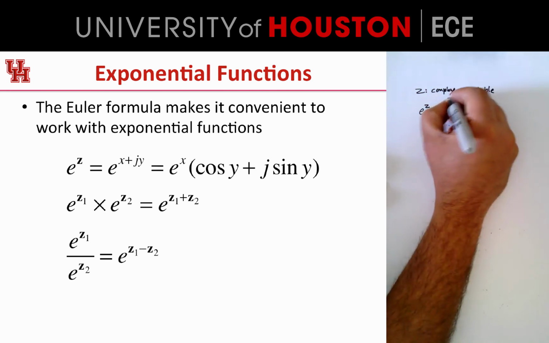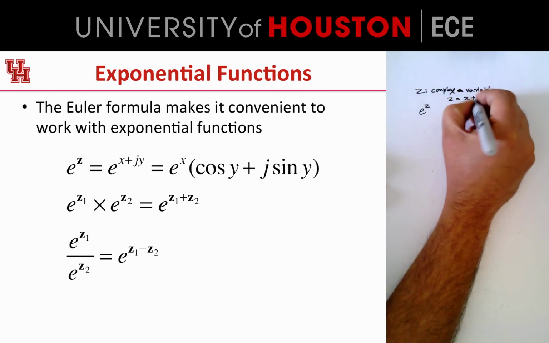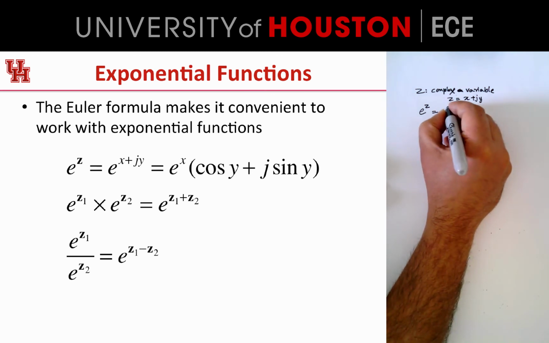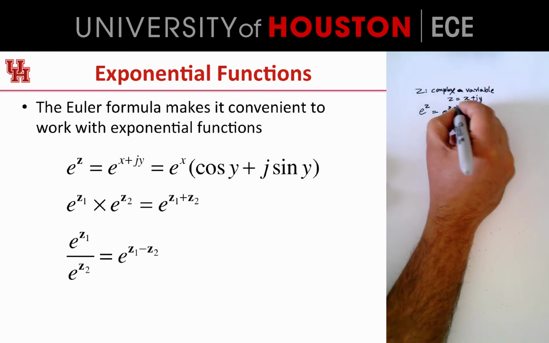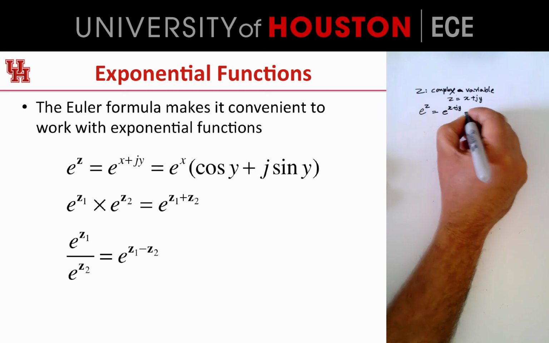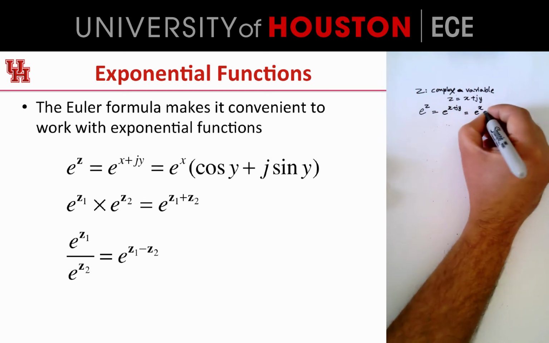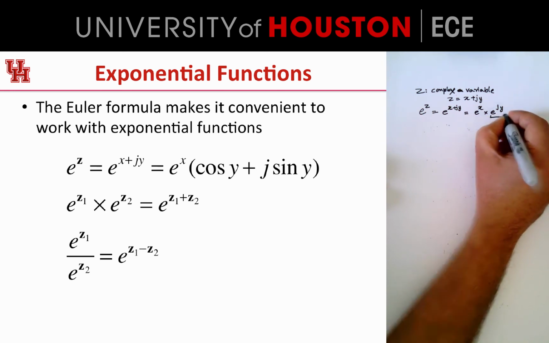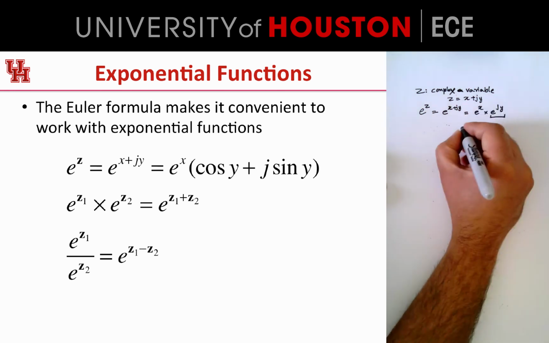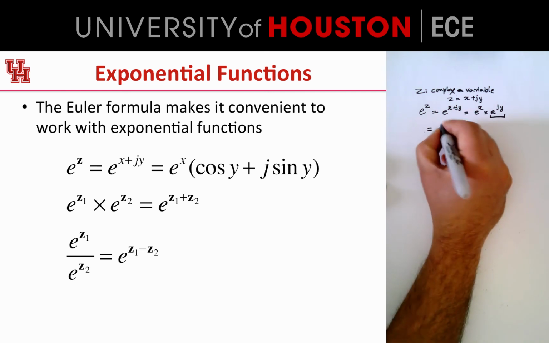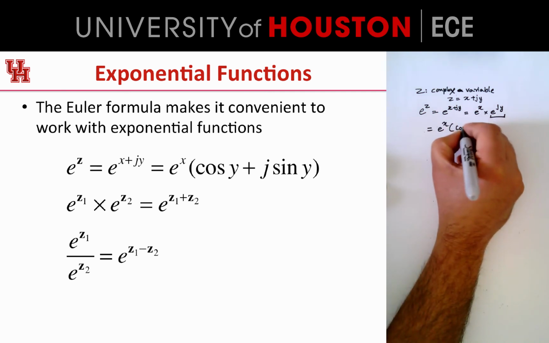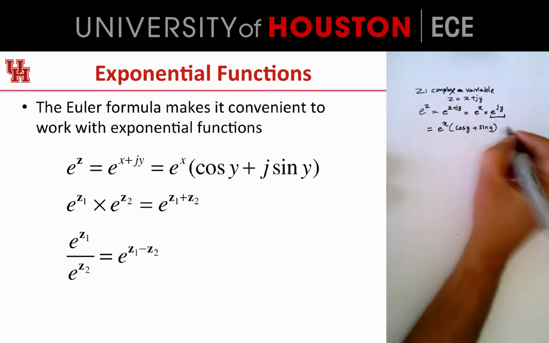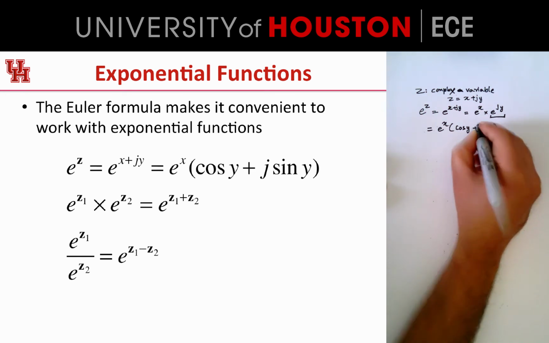Now if z is x plus jy, then e to the z is e to the x plus jy, which is the same as e to the x times e to the jy. Now we can use Euler's formula on the second term, and we can write it as e to the x times cosine of y plus, sorry, j times sine of y.